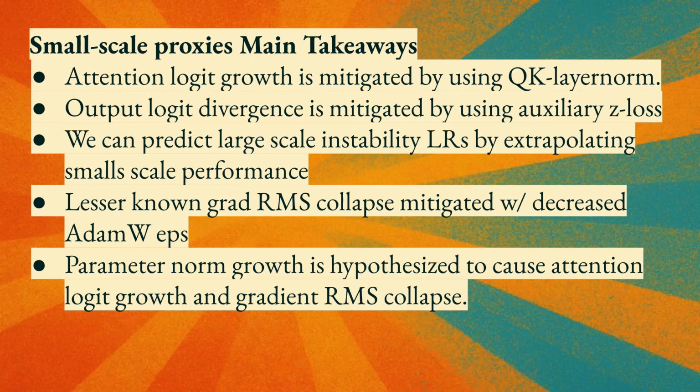For attention logit growth, because we have quadratic scaling of the parameter norm, if the parameter norm increases, the quadratic value of it increases even faster. And as we go deeper through the model, we have residual connections. So as the parameter norm increases through the residual connections, the output layer's gradient is divided by the square root of the input norm. So that could be leading to this gradient RMS collapse.